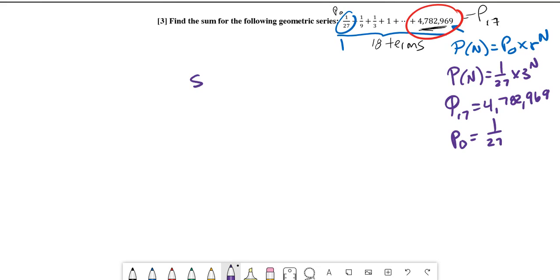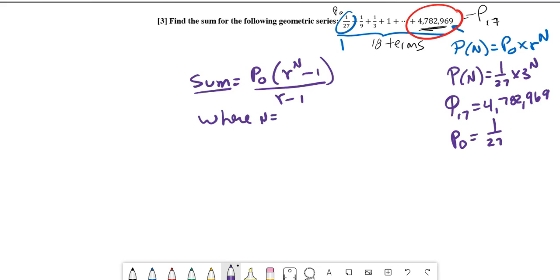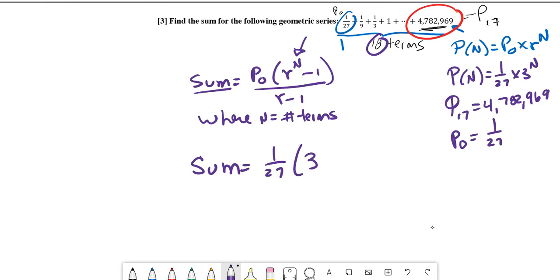So the geometric sum is P0 times R to the n minus 1 over R minus 1. And in this sum, n is equal to the number of terms. In this sum formula, that n is the number of terms that we're adding up. So that n is going to be 18. So our sum is P0 is 1 over 27 times our R value is 3. The number of terms is 18 minus 1 over 3 minus 1.